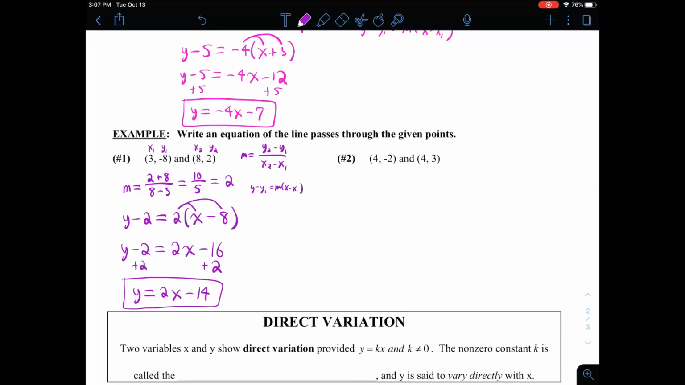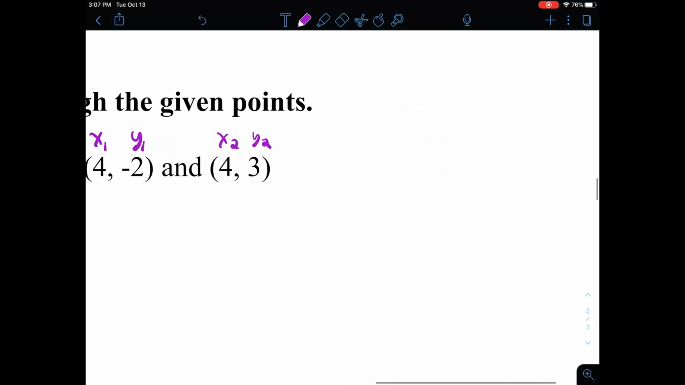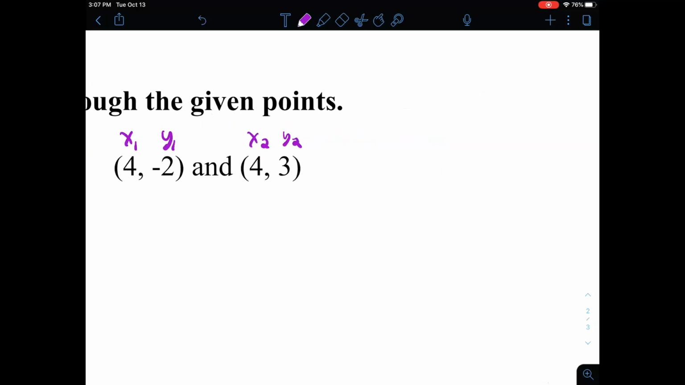All right, welcome back. So we're doing the same thing. We have x1, y1, x2, y2. We're going to go ahead and find the slope, and then we're going to figure out what the equation of the line is going to be. So m equals y2 minus y1. We have 3 minus negative 2, which is 3 plus 2. Over on the bottom, we have x2 minus x1, which is going to be 4 minus 4. So 3 plus 2 is going to be 5. 4 minus 4 is going to be 0.